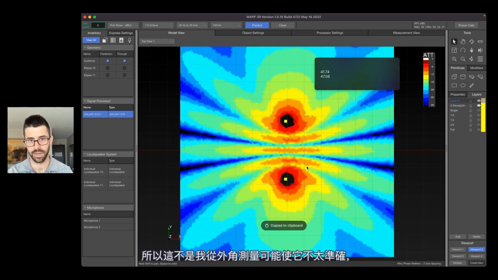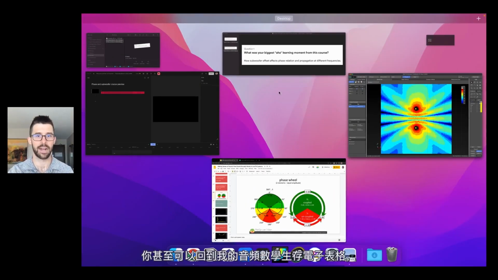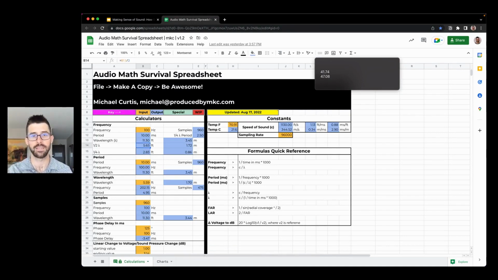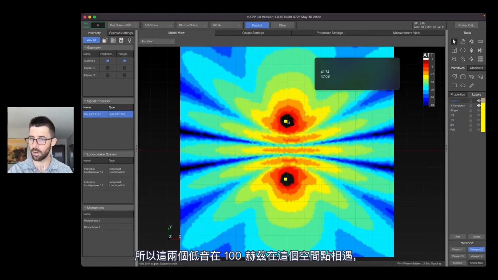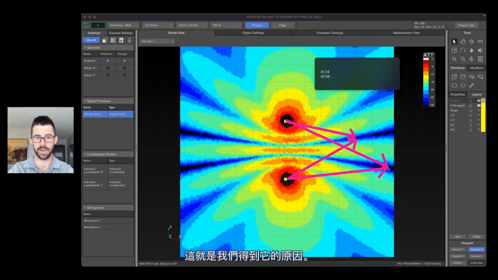This isn't me measuring from the outer corners, which maybe made it a little bit less accurate, but Map 3D doesn't let me measure from the center of the sub, just the corners. Anyway, we are really close to that. You can even go to my Audio Math Survival spreadsheet, put in 100 hertz, and it'll tell me half wavelength, and that is 5.65 feet. So these two subs at 100 hertz are meeting at this point in space with a half wavelength offset, and they're also meeting here at a half wavelength offset, and that's why we get it.